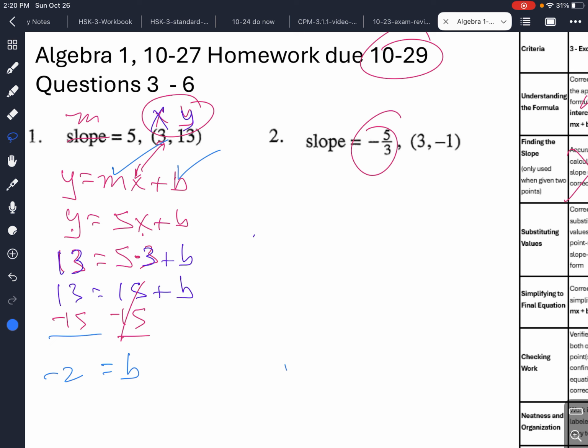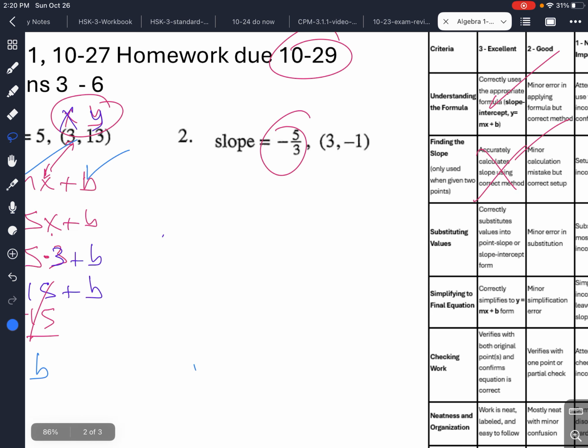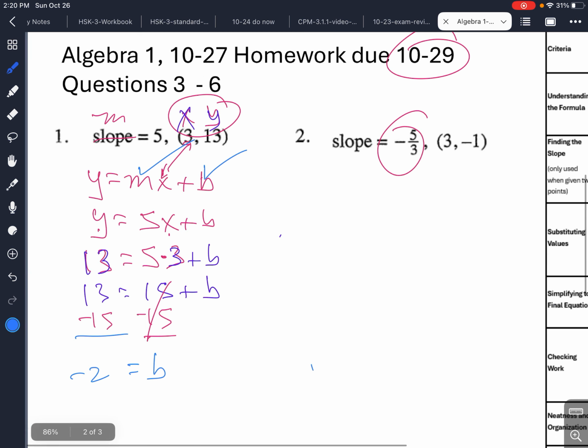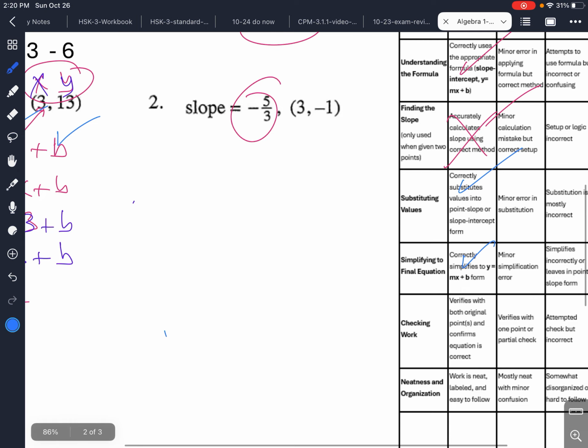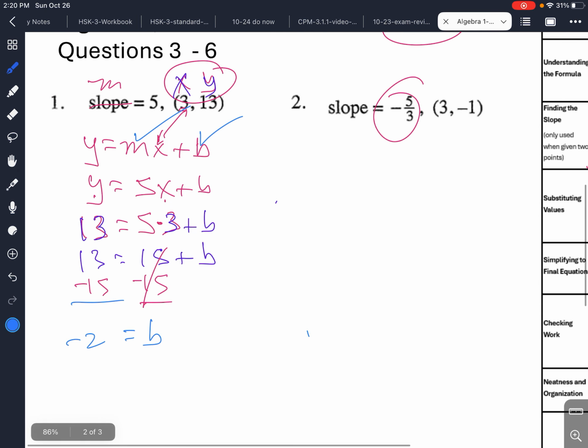So my final answer is... we've substituted plus 3. We correctly simplified. I subtracted 15 from both sides. Now I'm going to verify. How do I verify? Well, my equation is y equals 5x minus 2.